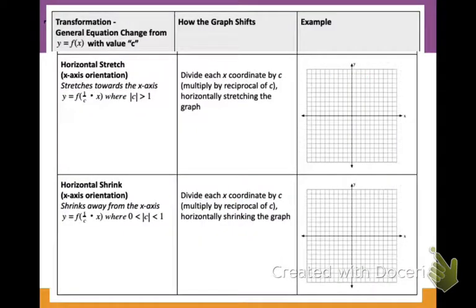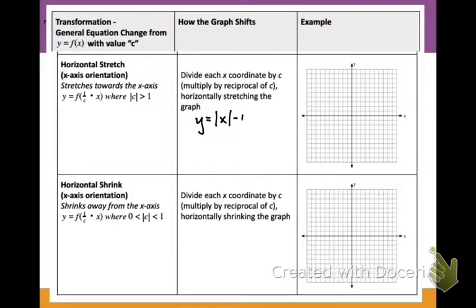Let's talk about a horizontal stretch and shrink. And this has an x-axis orientation. So horizontal stretch stretches the graph towards the x-axis, and a horizontal shrink shrinks it away from the x-axis. So it says y equals f of 1 over c times x. So if you have a horizontal stretch, you have a multiplier that is greater than 1, but when you actually do the math, you end up multiplying by the reciprocal of that number.